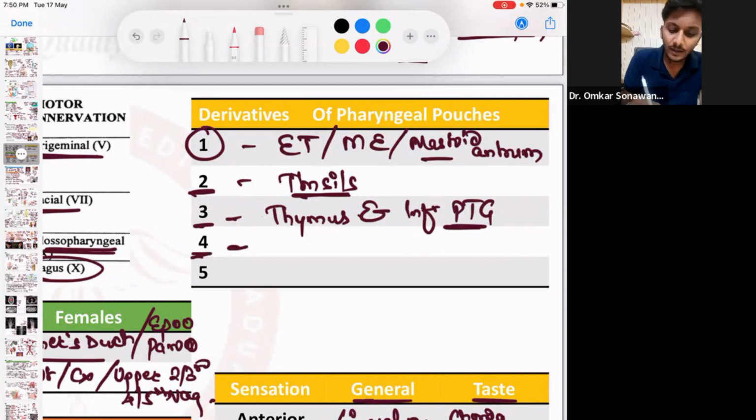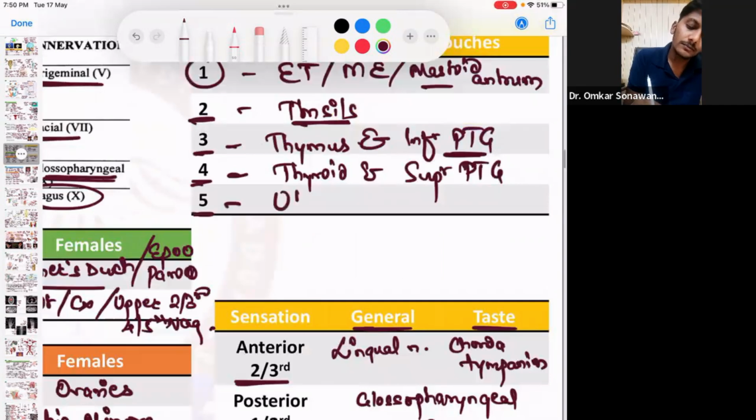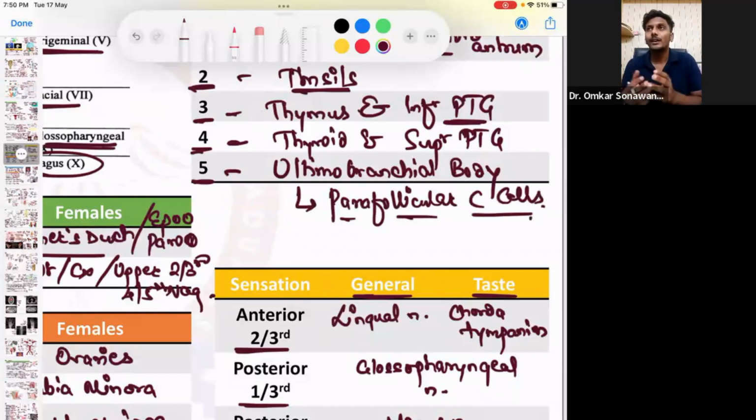The fourth pharyngeal pouch develops into thyroid and superior parathyroid gland. The fifth pharyngeal pouch develops into the ultimobranchial body, and this ultimobranchial body leads to formation of parafollicular C cells. Parafollicular C cells are found in the thyroid, and they are known to secrete calcitonin.